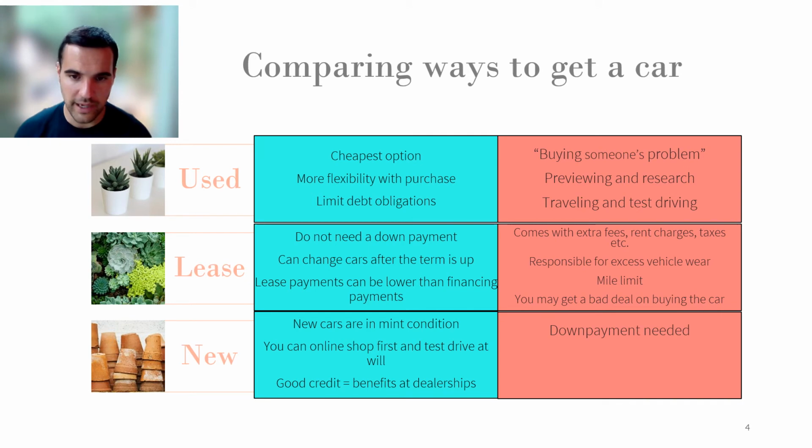The bad side to buying new, of course, is you have to have a down payment. You've got to have a sizable down payment, especially purchasing now in 2022. You're going to be paying over the sticker price for sure. Poor credit results in usually poor interest rates and other terms. And then just the annoying part of having to haggle with the dealerships.